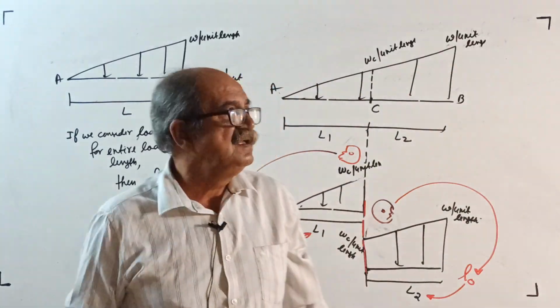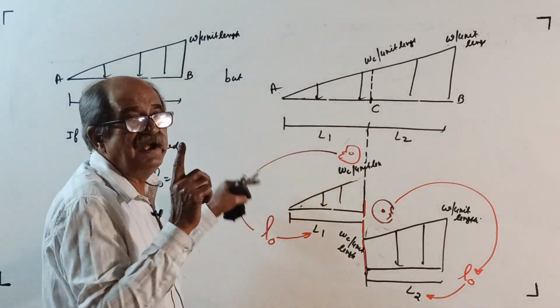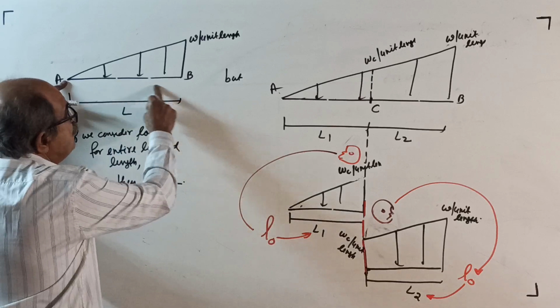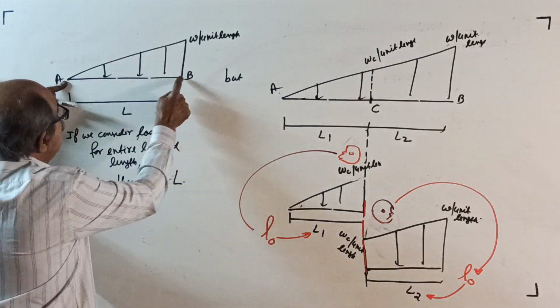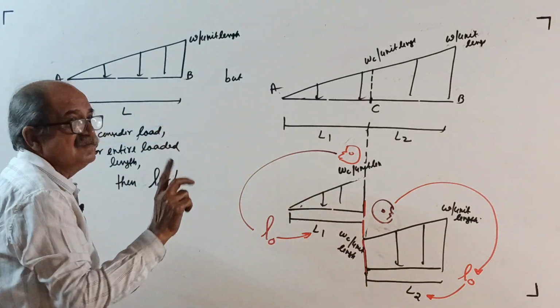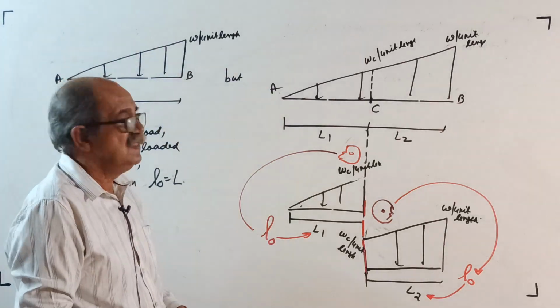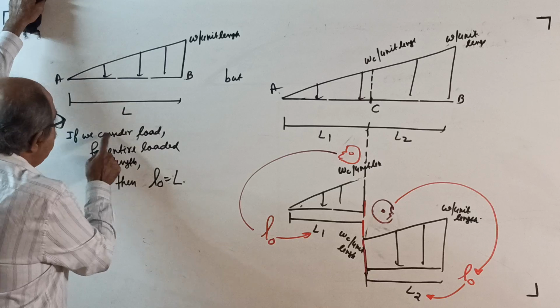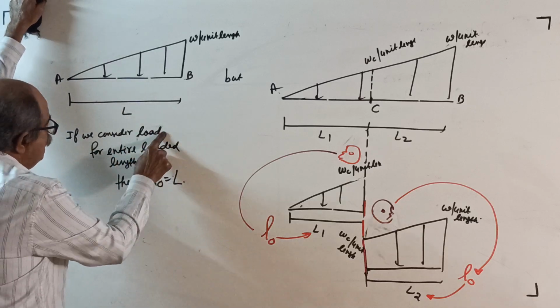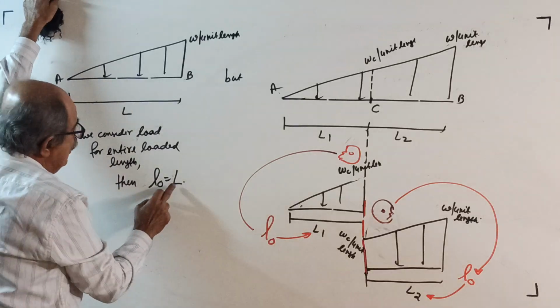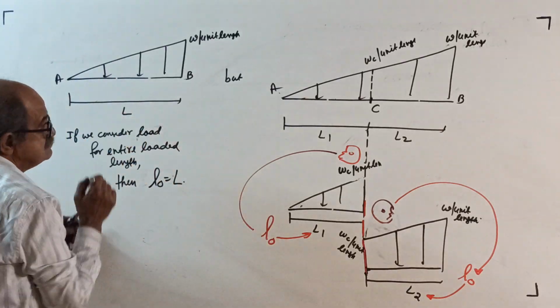Now you write. Suppose there is a uniformly varying load from A to B of length capital L, 0 to W per unit length. Then, if we consider the load for the entire loaded length, your L0 will become L.